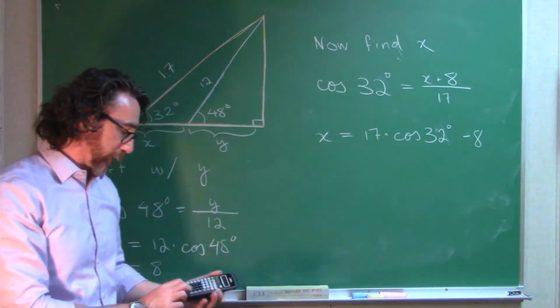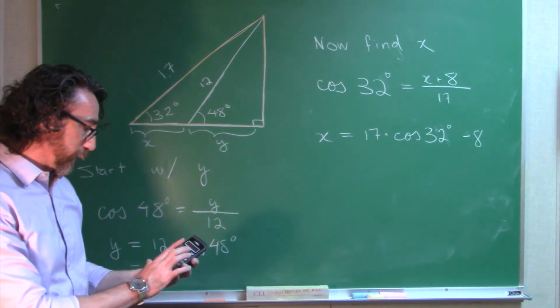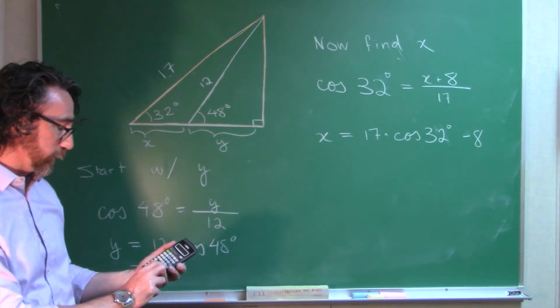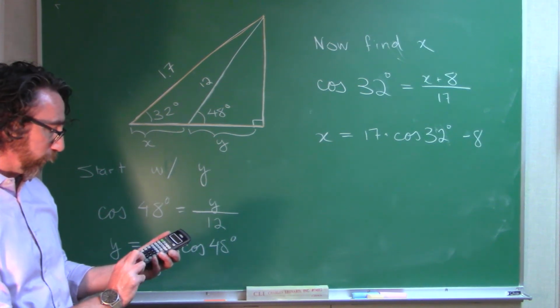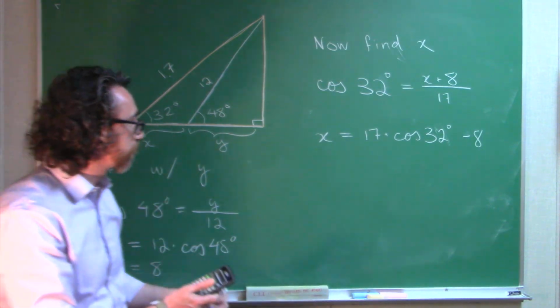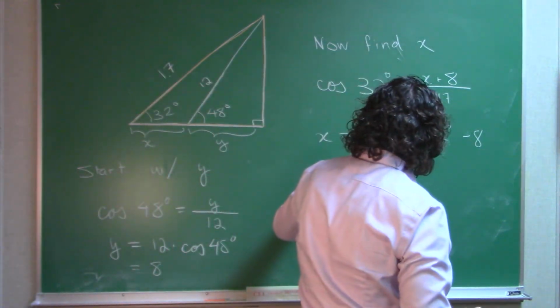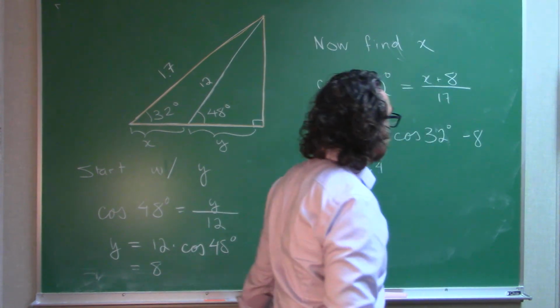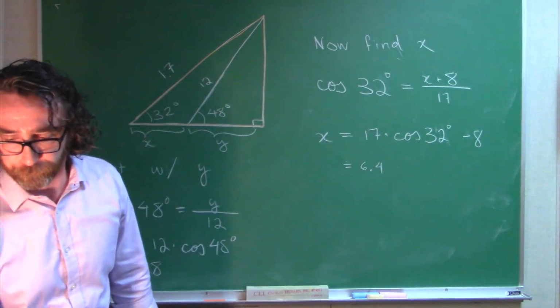Okay, knock that out on your calculator. 32, take the cosine of that, multiply by the 17, subtract the 8. I'm getting 6.4 to two significant figures.